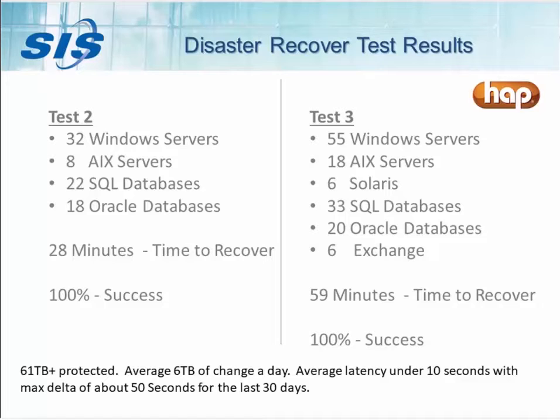Some of the replication statistics we're seeing: right now we have about 61 terabytes protected in Chicago, and we're seeing an average of about 6 terabytes of data change a day. With a combination of the tools within Hitachi and the tools on those Brocade 7800s, we look at the latency of that data change, and we're seeing under 10 seconds on average, and a max of 50 seconds over a month period. So really far below the RTO, RPO targets that we had.